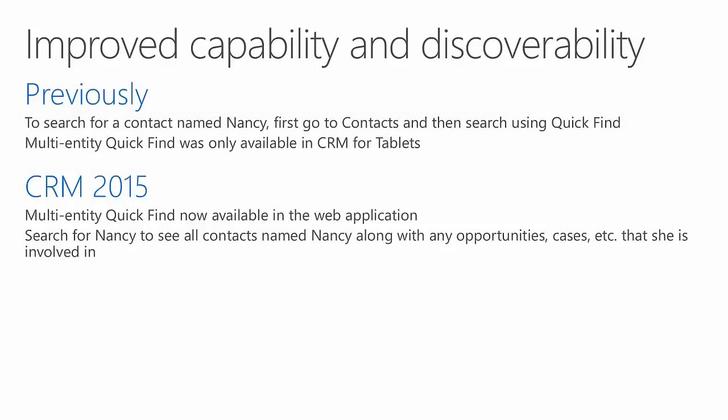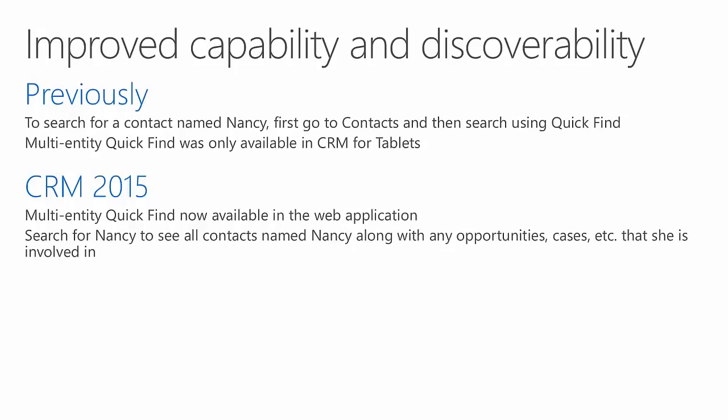With the CRM 2015 release, new search capabilities are introduced, and some of the previously existing functionality is more discoverable. If you're familiar with prior releases of Dynamics CRM, you're likely familiar with the Quick Find functionality, which allows you to quickly search for a specific type of record, such as an account or contact. One of the limitations with that feature is that it does not let you search across multiple entities at once.